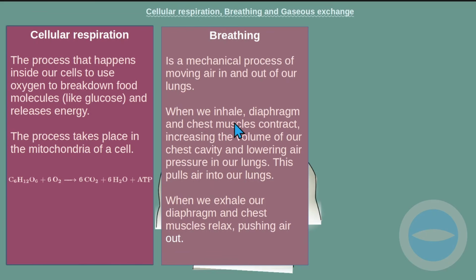The diaphragm and the chest muscles contract, and as they contract, the air gets into our lungs. When we exhale, our diaphragm and the chest muscles relax, and then push air outwards. So they also take the air out. The chest muscles and the diaphragm are the ones that play an important role in getting air into our lungs.